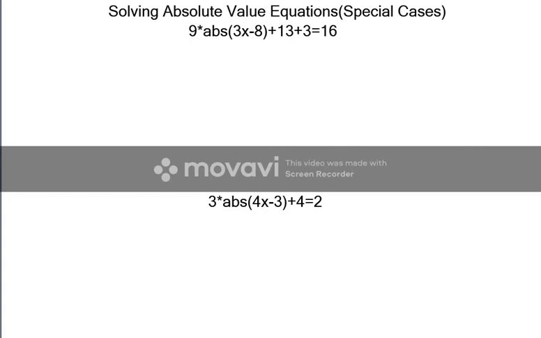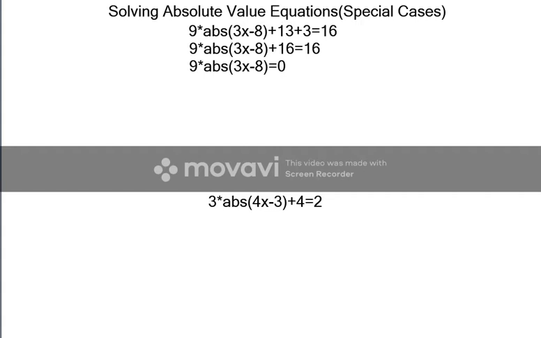We have 9 times the absolute value of 3x minus 8, plus 13 plus 3, is equal to 16. As always, let me write this down. Actually, I'm just not going to write it down this time, just to save space. So first, let's simplify this question. We have 9 times the absolute value of 3x minus 8 plus 16 equals 16. Then we can subtract 16 on both sides, so 9 times the absolute value of 3x minus 8 equals 0.